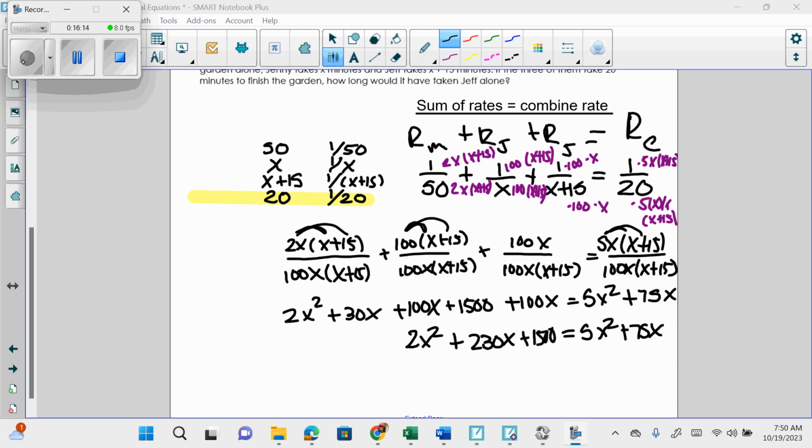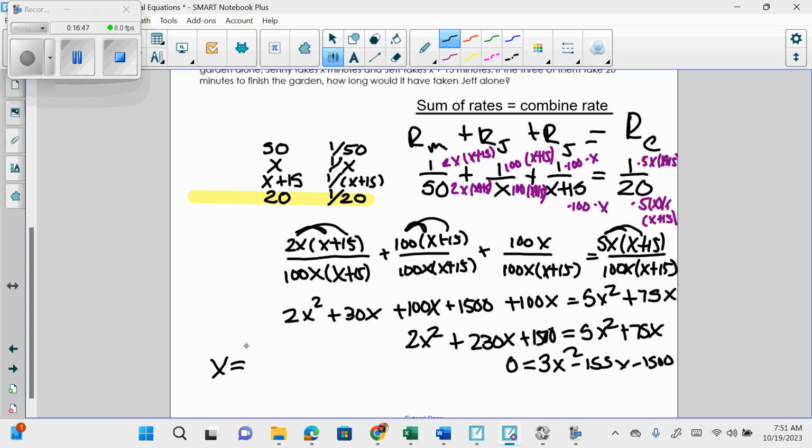So now I'm going to move everything over to the right. So I subtract the 2x squared. That gives me 3x squared. 75 take away 230 gives me negative 155x minus 1500. And you can try and factor this. 1500 is a lot of factors to have to go through. So I personally would probably just use the quadratic formula.